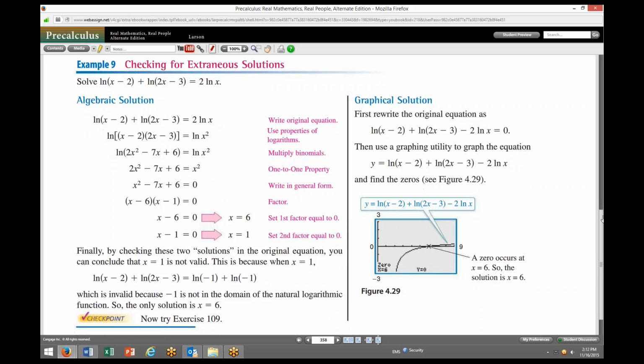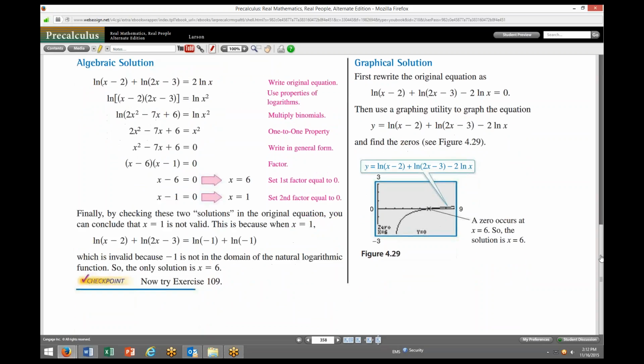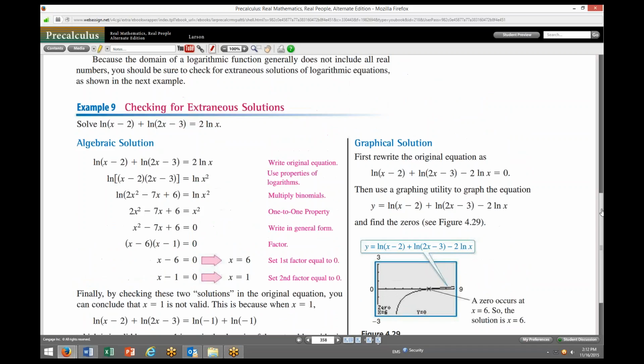Class, we are obligated to check both those answers, the 6 and the 1. They both may be valid answers. They both may be no good, bogus, extraneous solutions, or one might be valid and one might not be valid. Let's find out. When you check both of these, let's do the 1 first. And actually, we're going to find this out really quick.